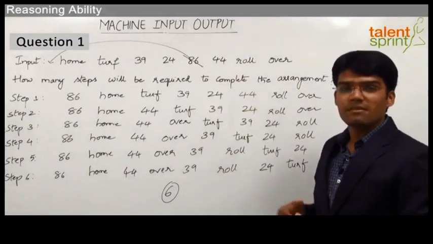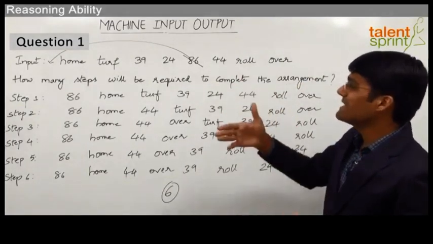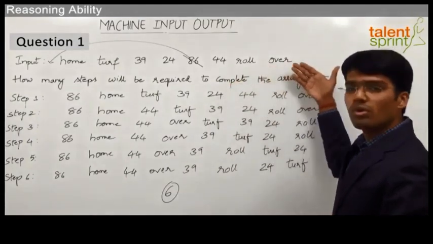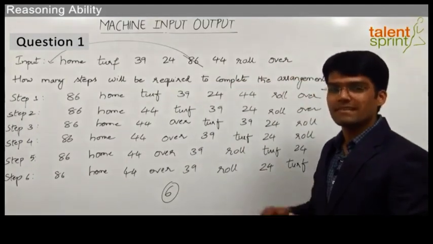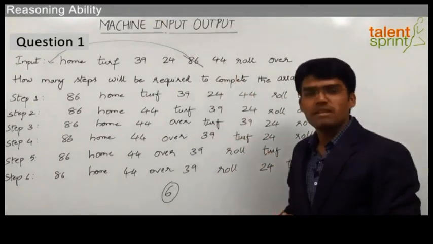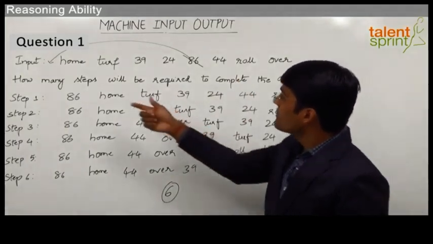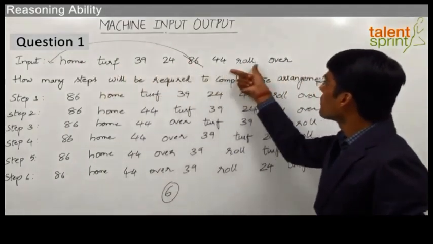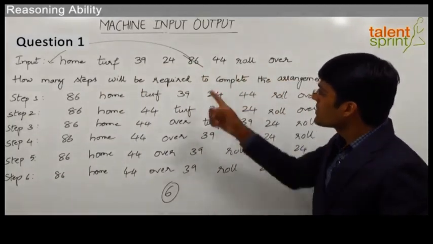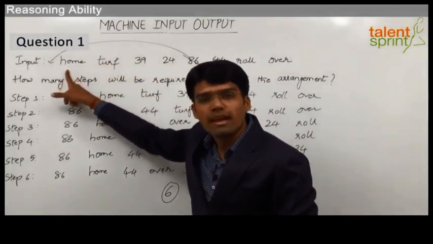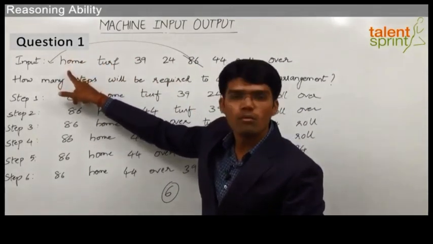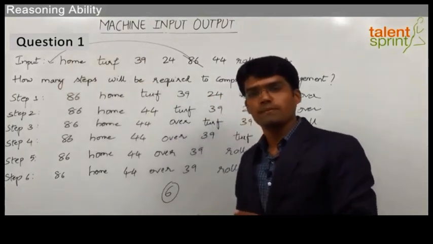After moving 86 to the first place, step 1 appears as 86, home, turf, 39, 24, 44, roll, over. We are not writing the step, we are just trying to understand the same thing orally. Now after 86 we need to have a word, and that word should be one among home, turf, roll, over. And since we are following the alphabetical order, the word which should come after 86 should be home. And as we can see here, it is already in the correct place. So let us not disturb home and just move on to the 3rd position.